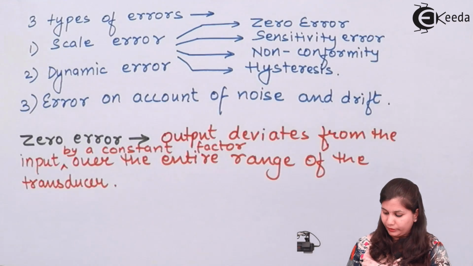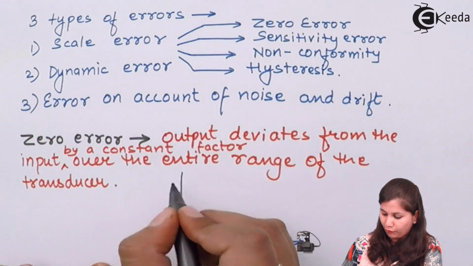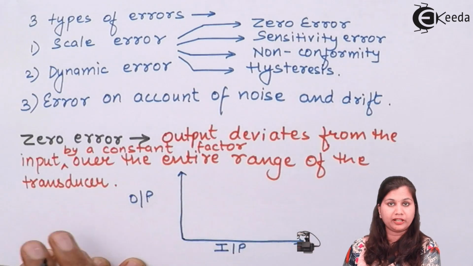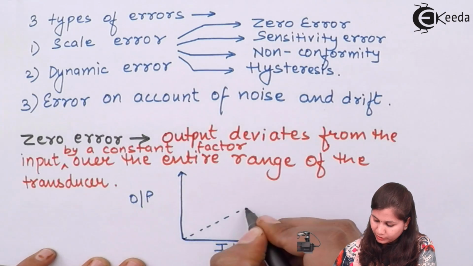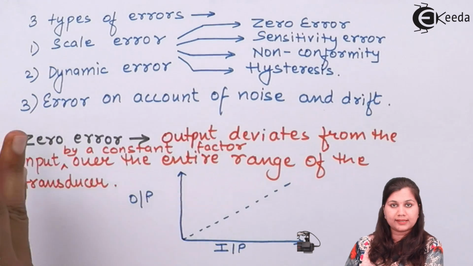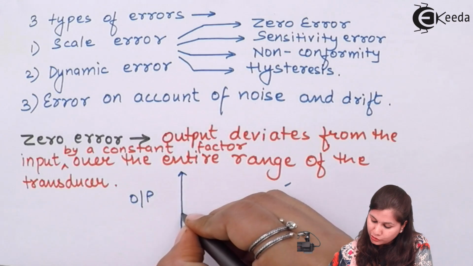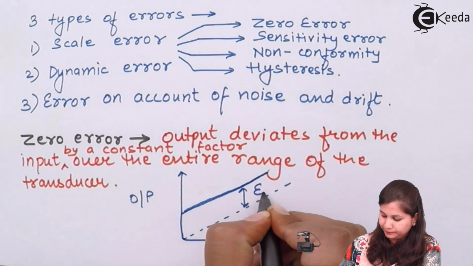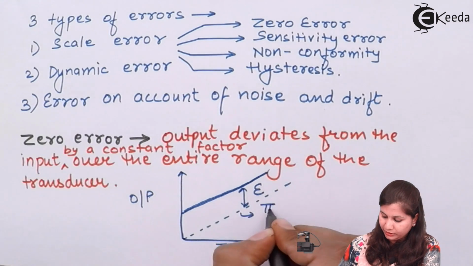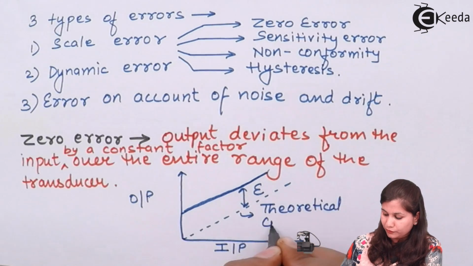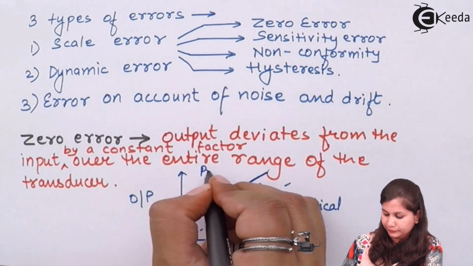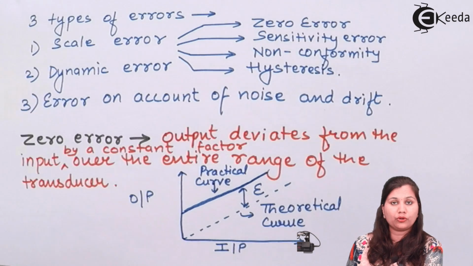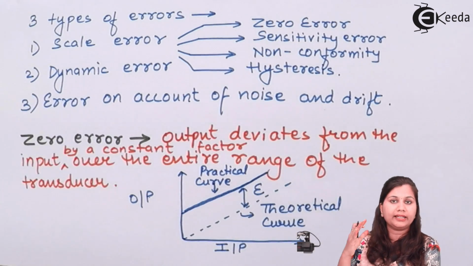Now if we draw the graph for the zero error, which shows the relationship between the input and output. Suppose when we are changing the input, this is the actual output which we should get. But due to the zero error, we are getting a different output, deviating from the actual value by a constant factor, which is called the error. This dashed line is the theoretical, ideal curve which we should get, but practically we are getting this curve. So you can see that over the entire range of measurement, a constant error is occurring in the instrument.